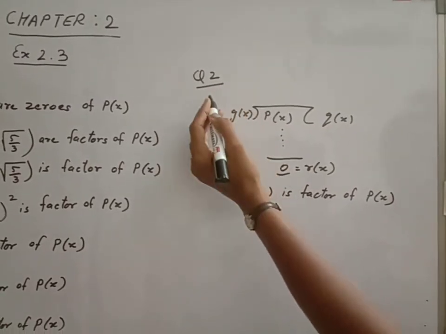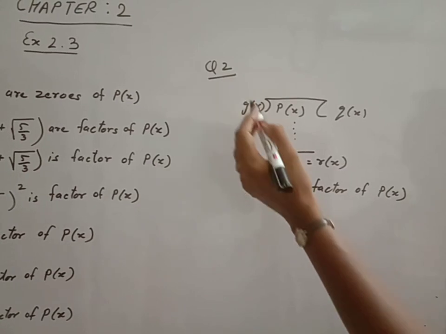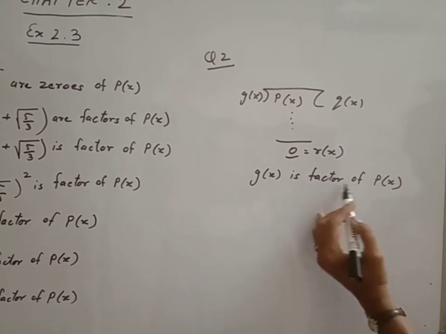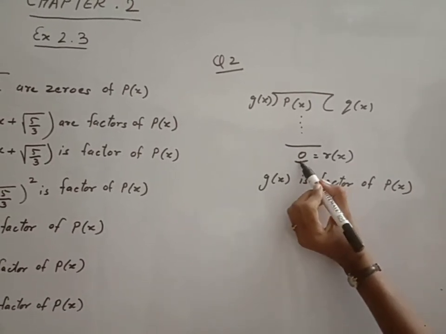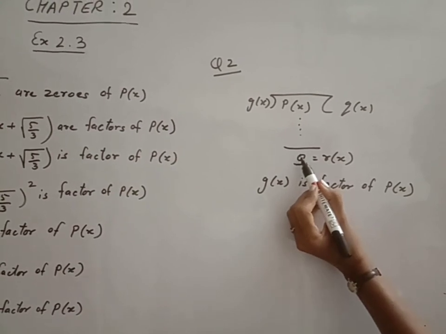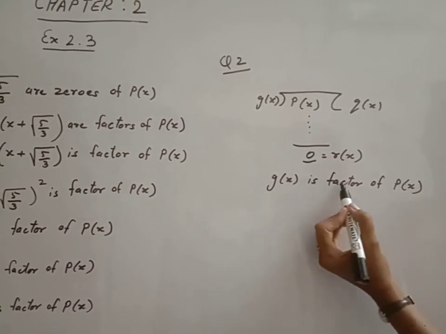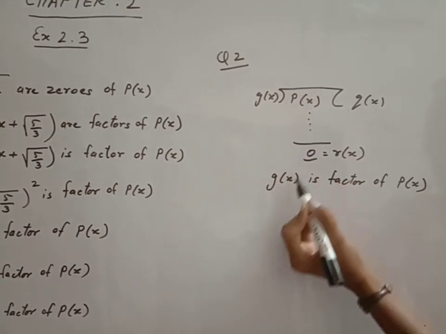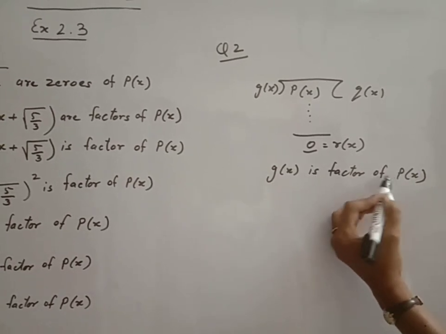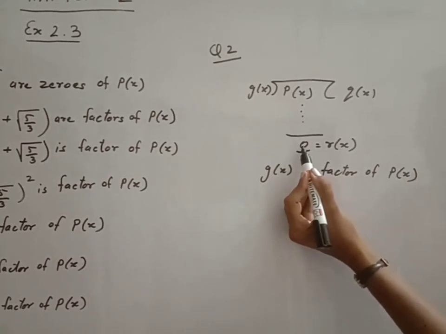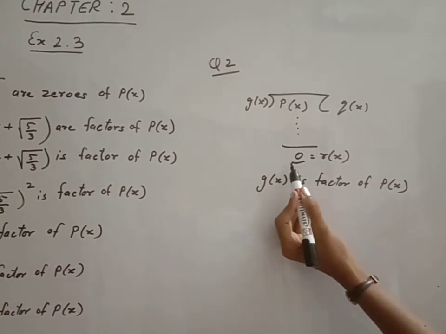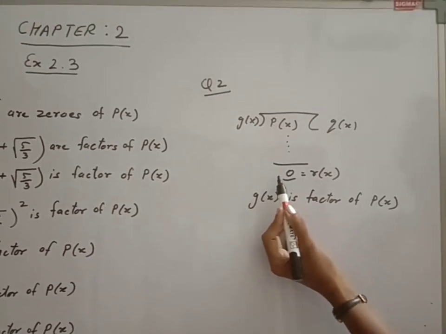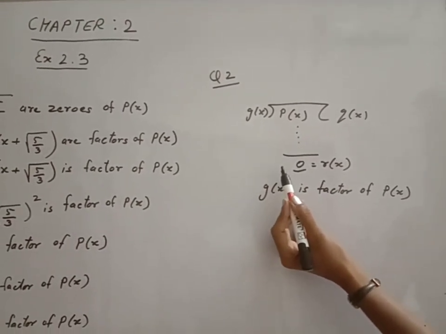Now question 2. Question 2 is just like question number 1. In that you have to do the division, but you have to check whether the Gx is a factor of Px or not. So if you are getting the remainder 0, then you say that Gx is a factor of Px. If you get the remainder 0, you say yes, Gx is a factor of Px. But if you don't get remainder 0, you say that Gx is not a factor of Px. In the previous 2 questions which we had done, the remainder was not 0. So Gx was not the factor of Px.